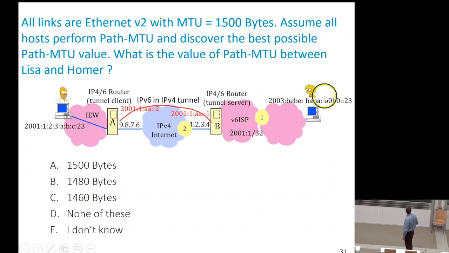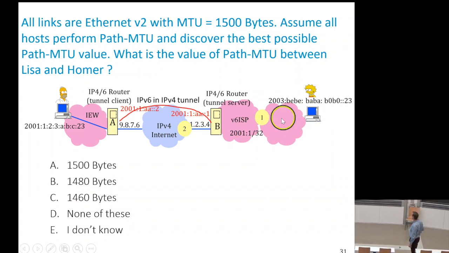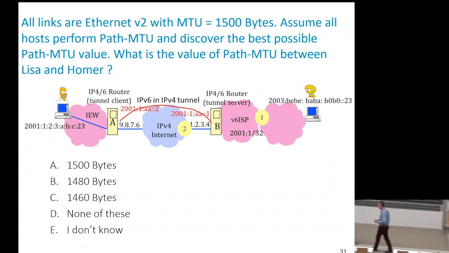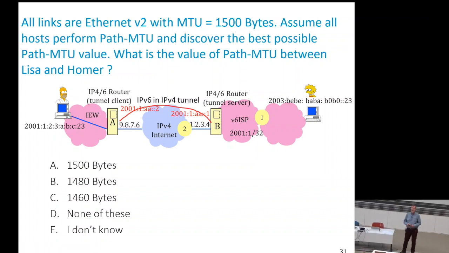Now assume we want to do path MTU discovery, which we do, for example, because we don't want to take the default MTU value for IPv6. We want to make it a bit larger. So if we want to discover what's the path MTU between Lisa and Homer, what will we see? Assuming all the links have standard MTU of 1500 bytes. The correct answer is B.